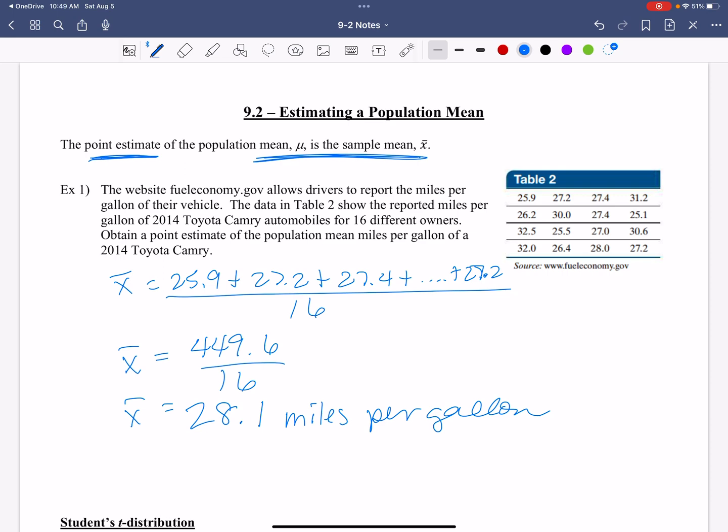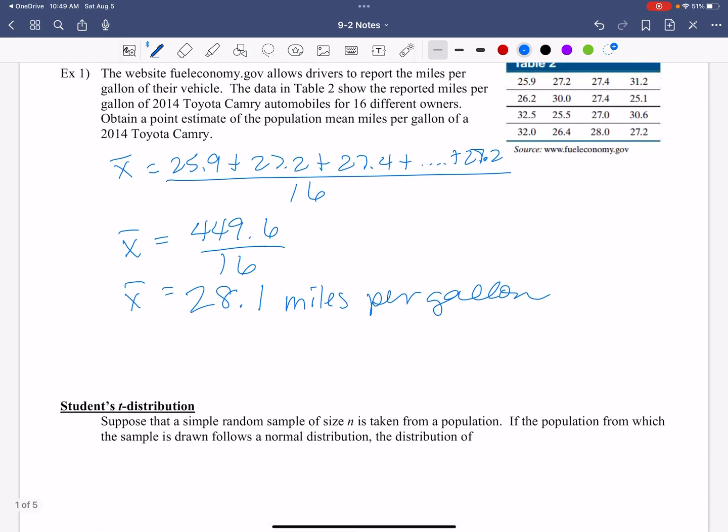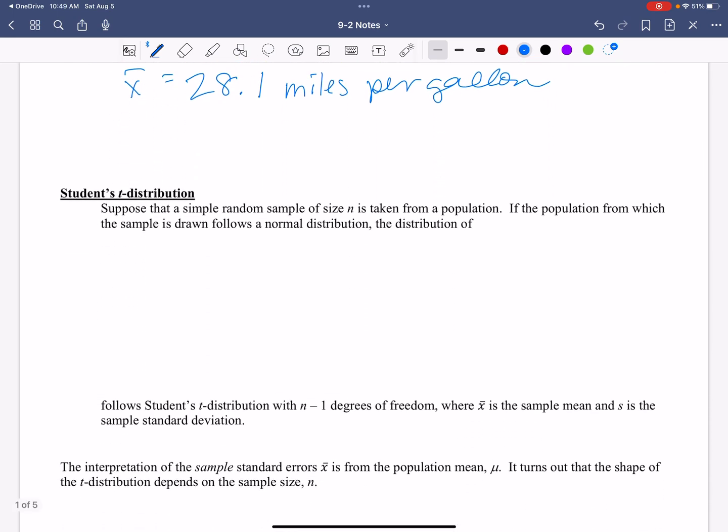All righty then. So the next thing we're going to talk about is our students' T distribution. Now, I'm going to give you some backstory. So just grab a cup of coffee, grab a cup of tea, right? Whatever it is you drink, and enjoy this sweet little story. So here's really what's happening.